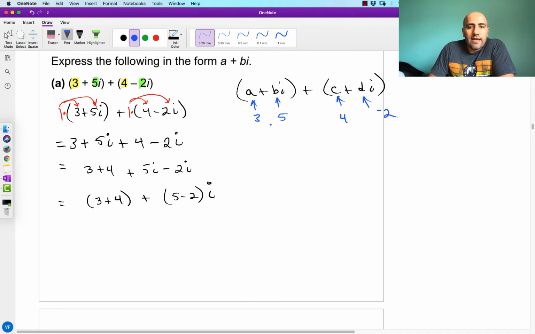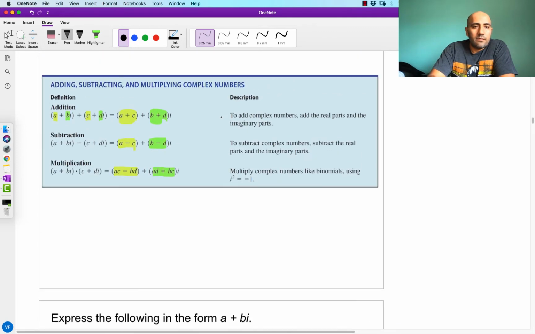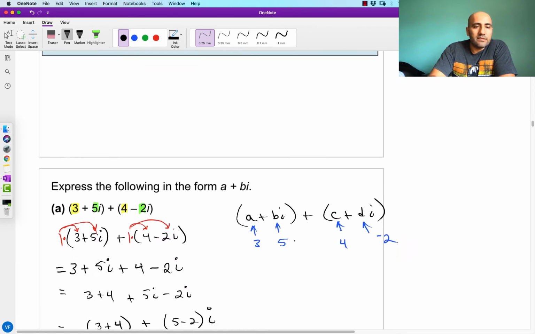Okay, so doing that, we can see that the formula is to add the real part, so it'll be the 3 plus the 4, right? This is the a plus the c, plus, and then the 5 is the b plus the d, i, from there and there. Okay, so it fits that form from above. If you want to follow this guidance: a plus c plus b plus d.